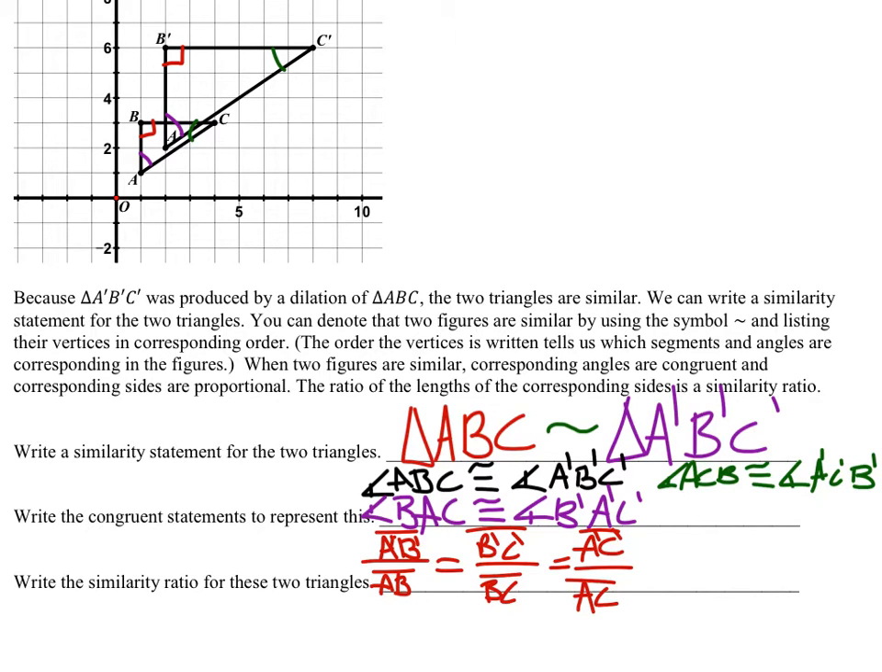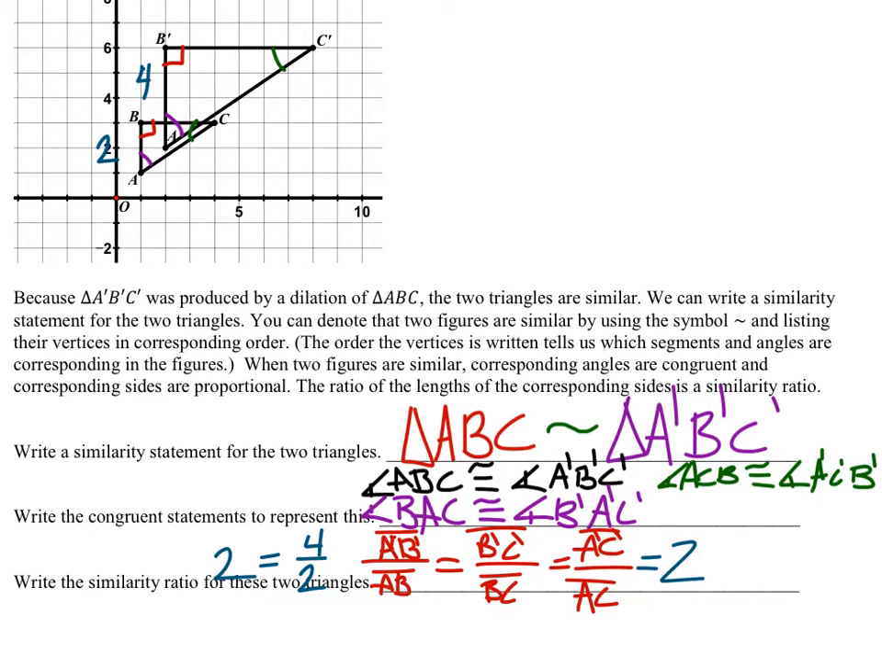Well, let's compare one of them. For example, AB, which is, that's not 3, that's 2. AB is 2, and A prime B prime is 4. So that would give us 4 over 2, which is 2. And we hopefully remembered that the scale factor was 2. So this should always give you the scale factor.